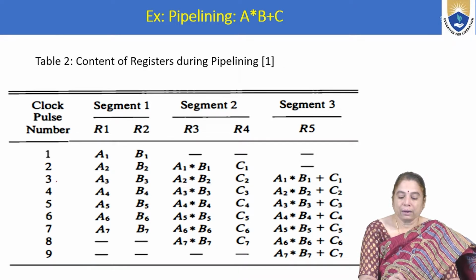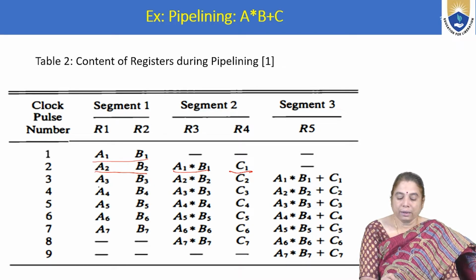And in the second clock pulse, these first numbers that are loaded in the registers can move to the execution of the segment 2, so that the product of A1 B1 can be carried out, and at the same time the C value can be loaded into the R4, and the second numbers can be loaded. The segment 1 of the second instruction can be loaded, the A2 and B2 values to the R1 and R2 registers.